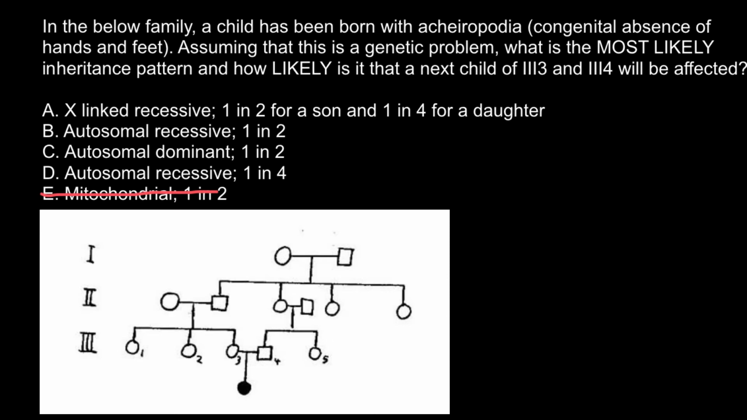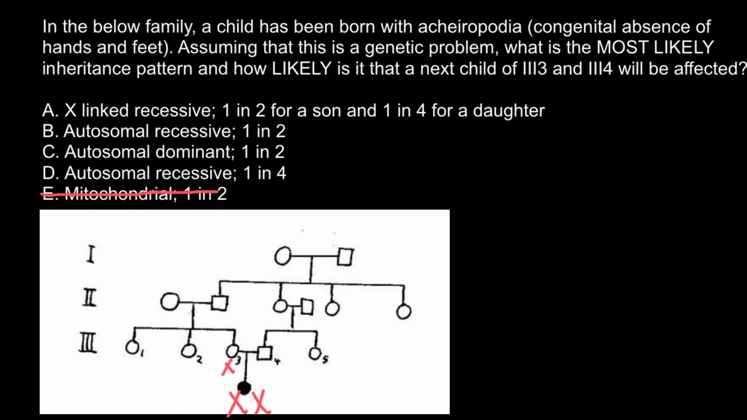Let's return to answer A. X-linked recessive, 1 in 2 for son and 1 in 4 for daughter, that we can expect to be affected. So imagine now that the genotype of this female, if it is X-linked recessive, has to be 2 defective X chromosomes. What does it mean? It means that 1 defective chromosome she got from the mother's side.